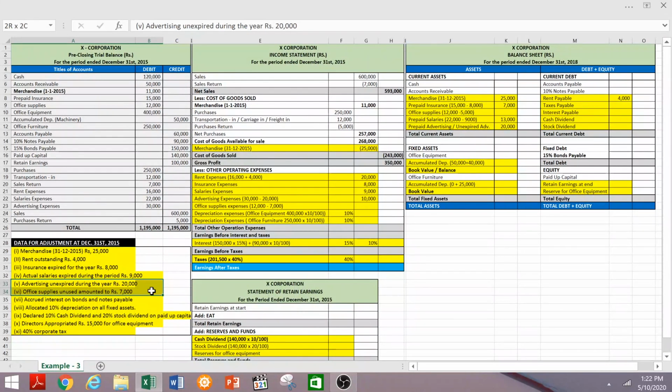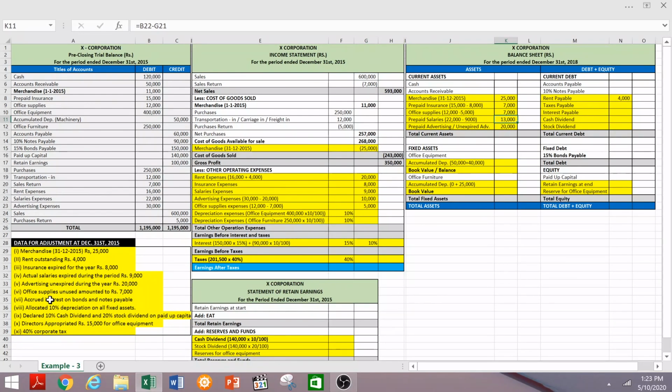So let's find the amount of office supplies used or expired, or the expense. As we can see in the trial balance, the office supplies balance is equal to 12,000. So out of those 12,000, 7,000 is still unused. It means 5,000 have been used. So I am writing here 5,000. And here the balance is equal to 7,000, which is the unused part of office supplies. So out of 12,000 we can subtract the amount used or expired, and we can easily calculate the amount of unexpired. Now the next is we have to calculate the amount of accrued interest.